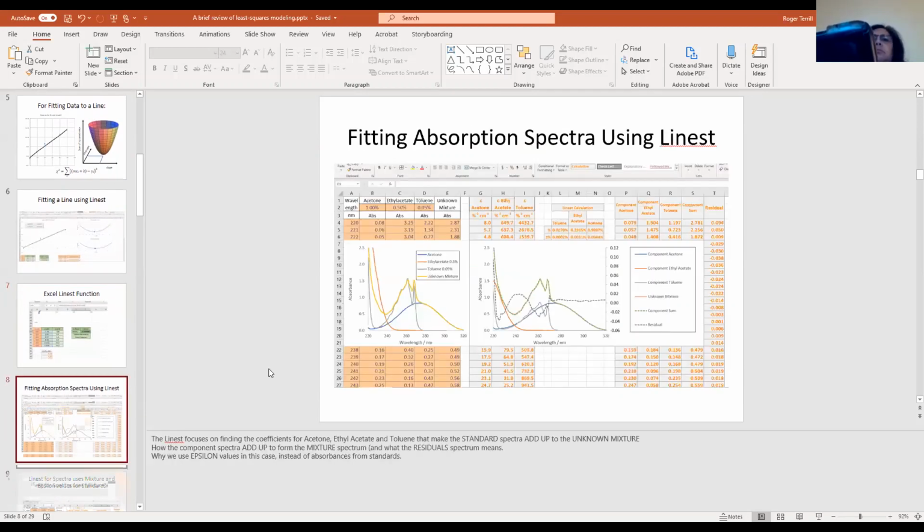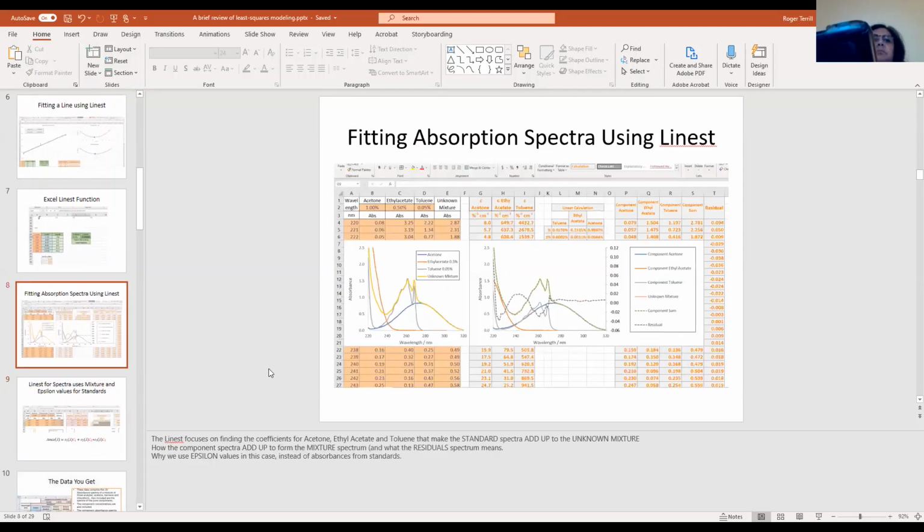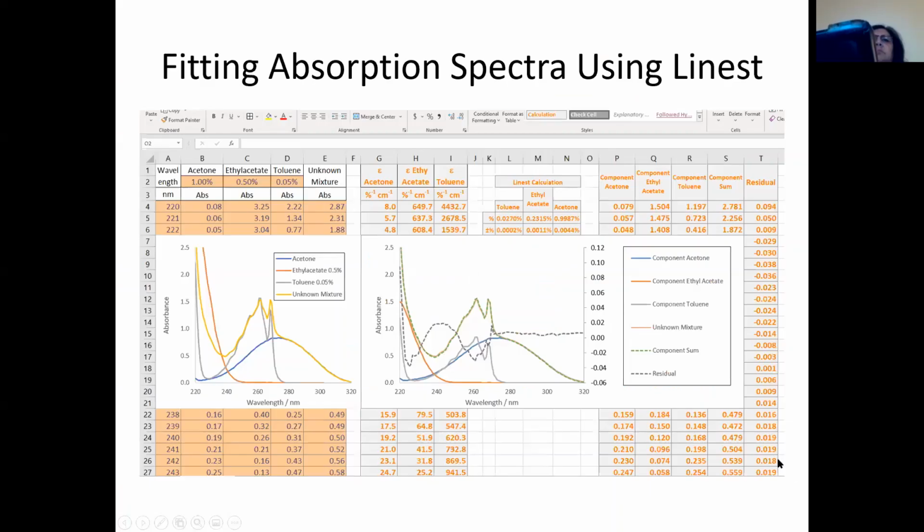Now I want to show you the way that you can do this to fit an absorption spectra using LINEST. Here, for example, in this golden spectrum on the left-hand side, there's a lot of spectra, so just focus on this golden one. This is the spectrum of a mixture of acetone, ethyl acetate, and toluene at unknown concentrations in acetonitrile. Acetonitrile doesn't present absorptions in this region, right?